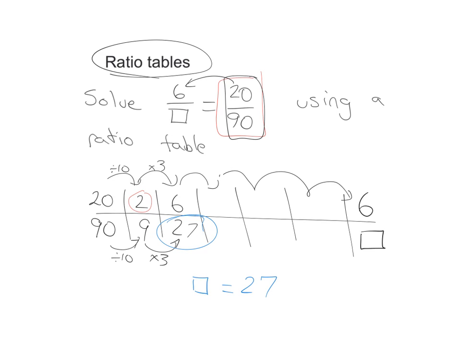So I like ratio tables. They're a nice way of tracking when you have many steps or a couple of steps to actually getting to the right one. So remember, you start with what you know, and you always keep in mind, I'm trying to get to this spot, and once I know it, then I'll be able to find out what that missing blank is.